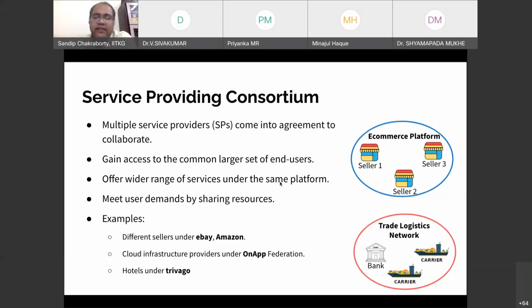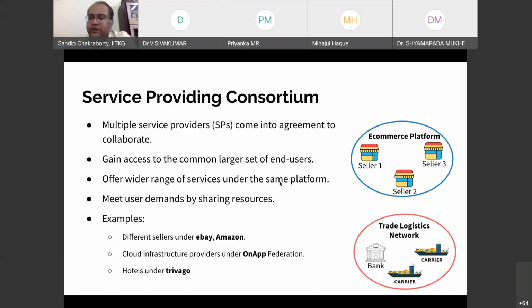So that way, these service providers can come to a common platform or common agreement to collaborate and provide service to the end user. The objective is to gain access to a common, larger set of end users. Often they offer a wide range of services under the same platform and meet user demands by sharing the resources.